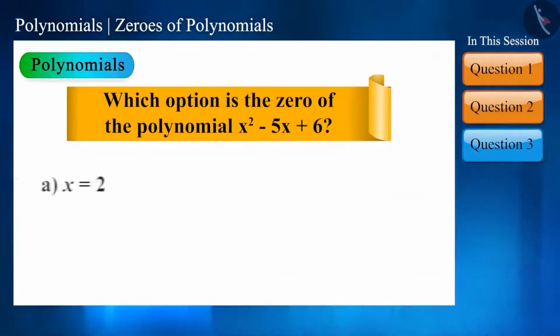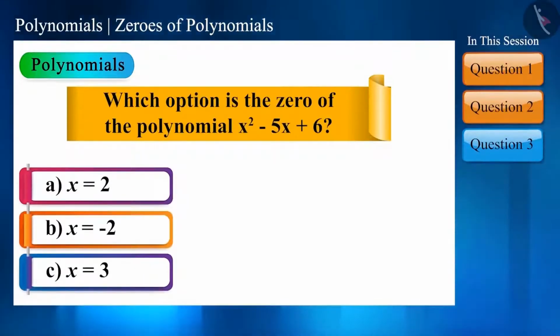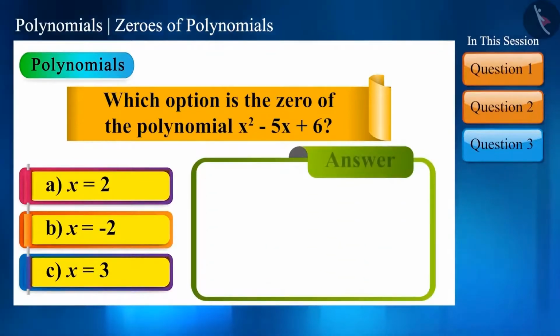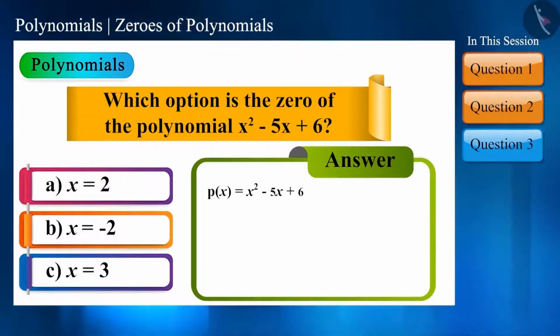From the given options, which one will be the zero of the polynomial x squared minus 5x plus 6? By the way, this is a very easy question. All the values of x need to be put one by one to find for which value of x the polynomial becomes 0. But before solving, keep this in mind. Since the highest power of polynomial is 2, this polynomial can have more than one zero.